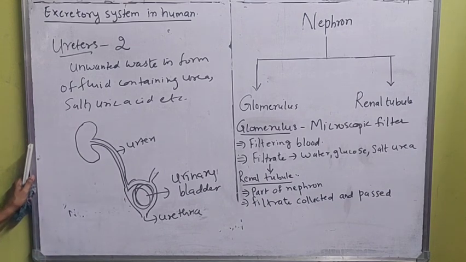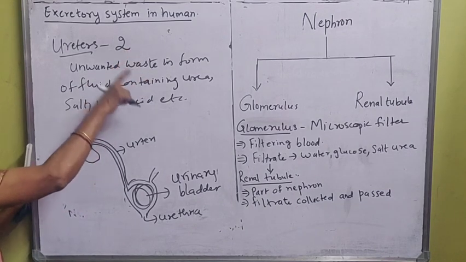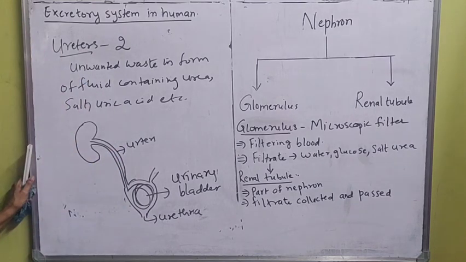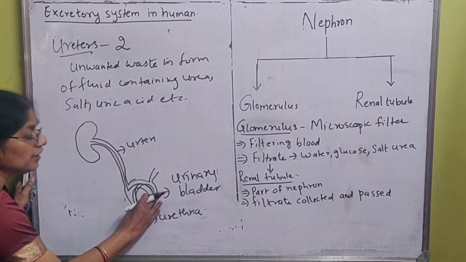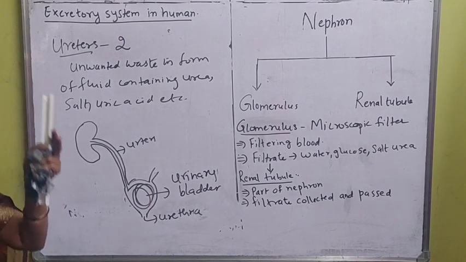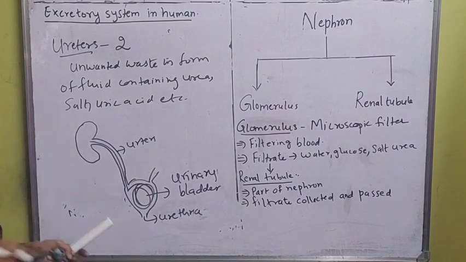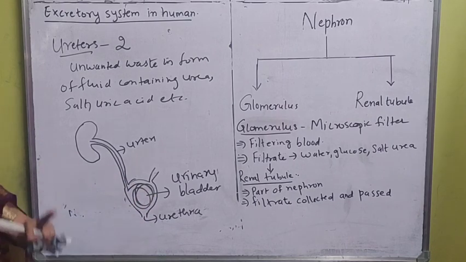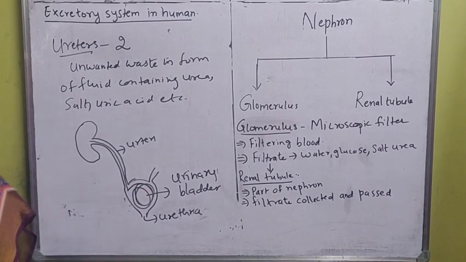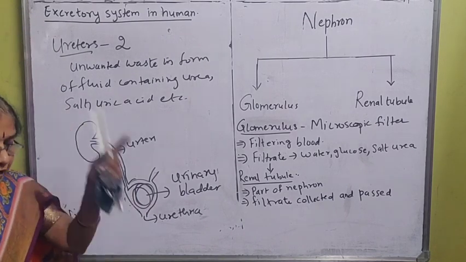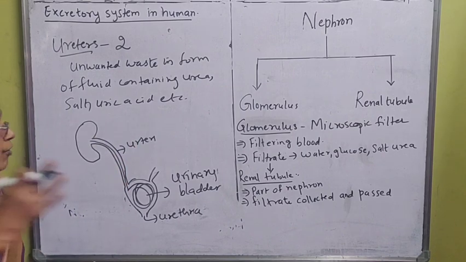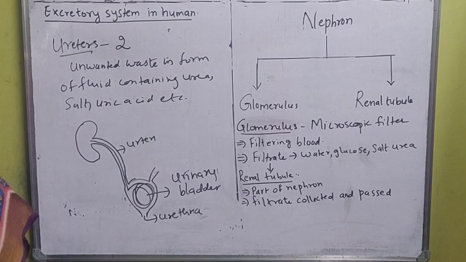Two kidneys, two ureters. The unwanted waste in the form of fluid containing urea, salt, uric acid, ammonia, etc. So many things are there in that. It will flow through the ureter and enter into the urinary bladder. It is a pouch, an elastic bag. So the urine starts collecting in this. And this urinary bladder is connected with nerves. The nerves will send a signal to the brain that the urinary bladder is full, then the brain will send a signal back, and from the urinary bladder the urine is passed through the urethra. This is the excretory system in human beings.